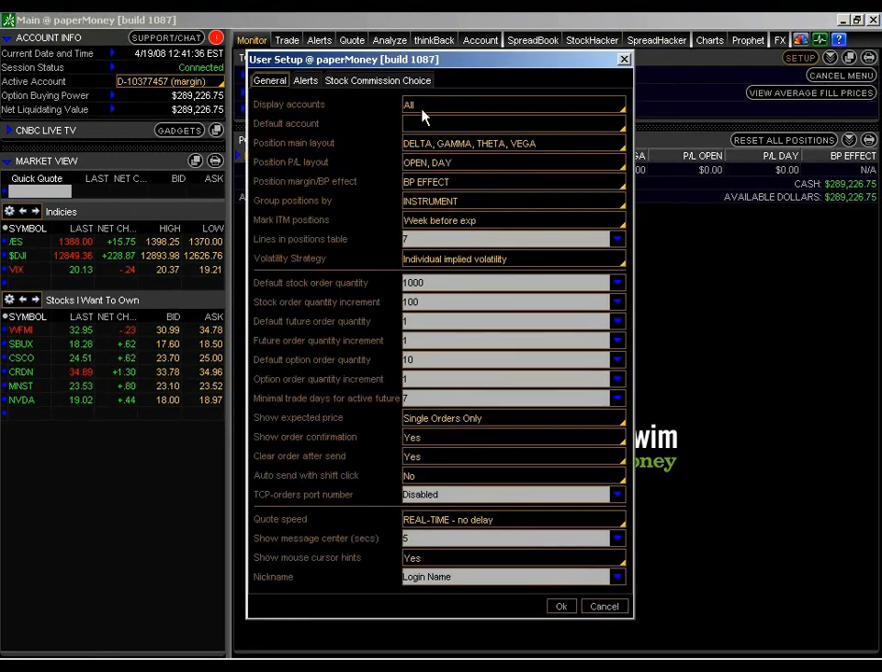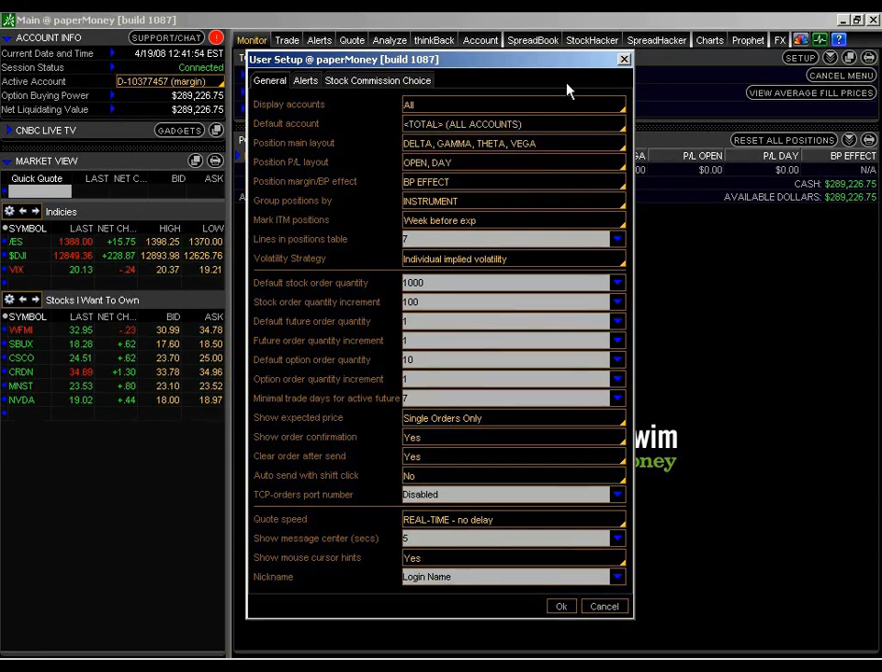If you want to display all your accounts, you can display all your accounts. If you just want to display one of your accounts, you can do that. Your default account, whichever one you want. I've got 2 paper trading accounts in here. One is called IRA, one is margin.